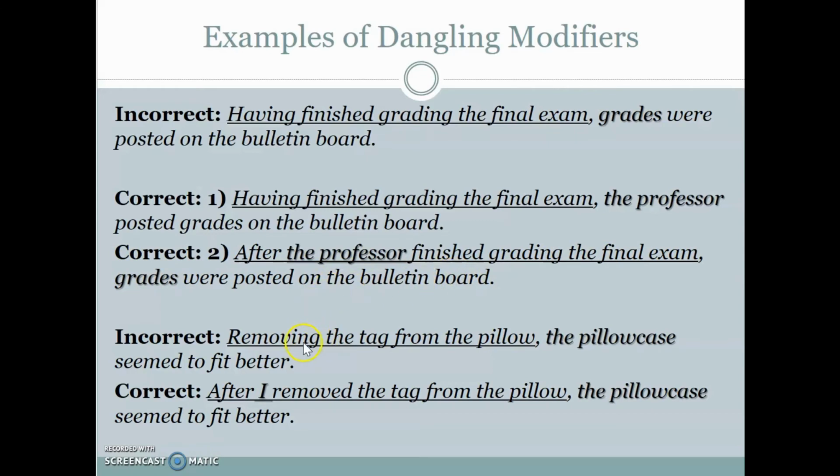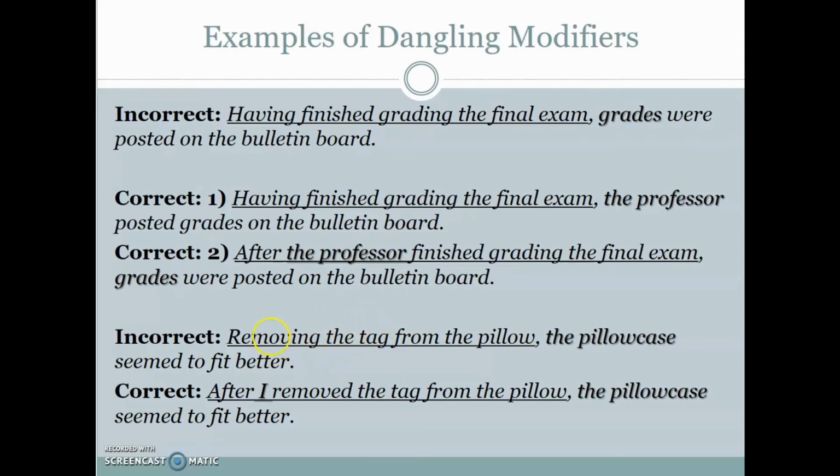Let's look at one more example. Removing the tag from the pillowcase seemed to fit better. Obviously, somebody removed the tag and now the pillowcase seemed to fit better. But again, in writing, it's incorrect grammatically because in the IC, the subject is pillowcase. Therefore, the pillowcase removed the tag from the pillow, which is again incorrect, and it's a funny mistake.